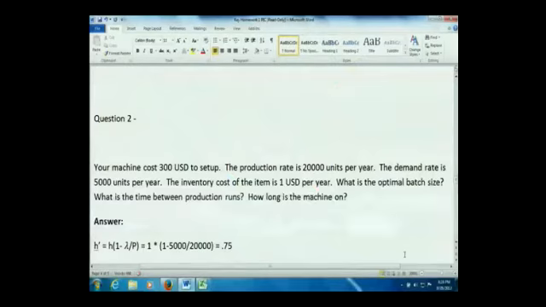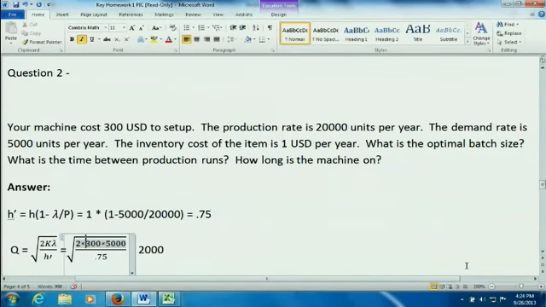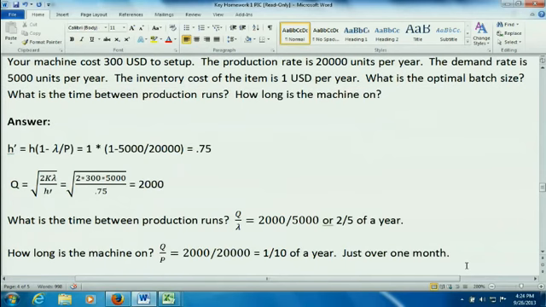The next problem is a machine setup cost, a finite production EOQ. So your machine costs $300 to set up. The production rate is 20,000 units per year. The demand rate is 5,000 units per year. The cost of inventory is $1 per unit per year. What is the optimal batch size? What is the time between production runs? And how long is the machine on?